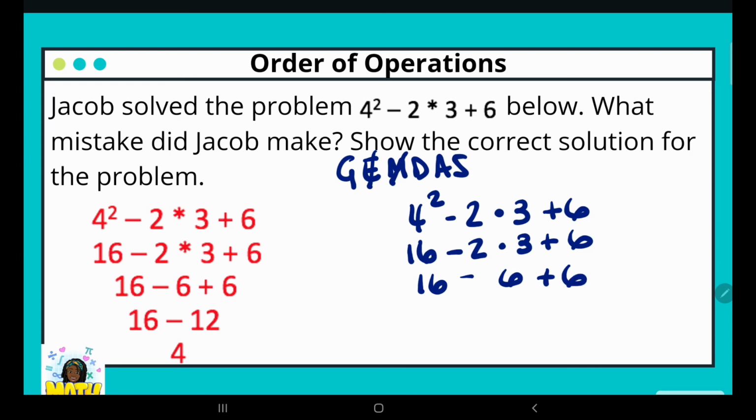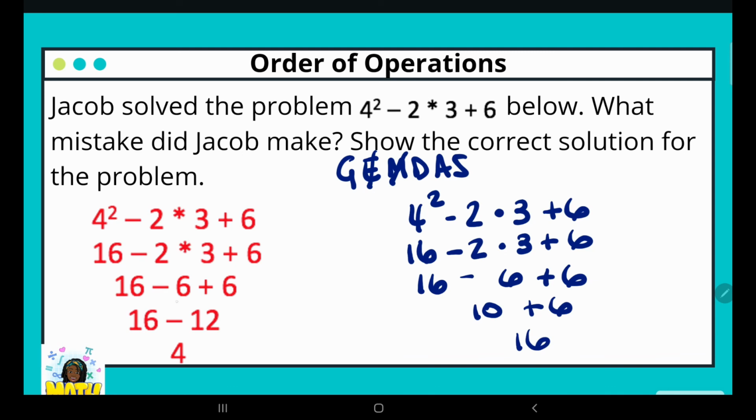Now I have addition and subtraction from left to right. So here I am going to subtract first, even though the S is written last, because I remember that they're on the same level from left to right. So whichever one comes first, that's the one I will do first. Does it matter? Yes, it does. So 16 minus 6 is 10 plus 6, which would give us an answer of 16.